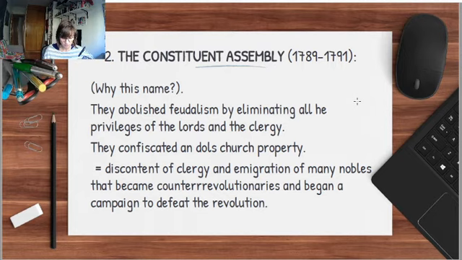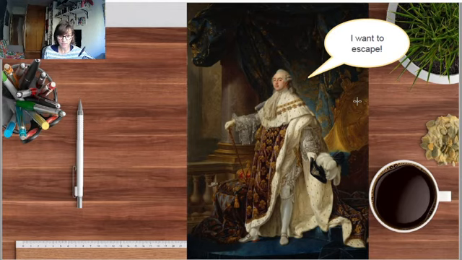Once they got together as the Constituent Assembly, as you can see here, they met in order to write a constitution. One of the first things to calm down the first state was to abolish feudalism by eliminating all the privileges of the lords and the clergy. They confiscated the church property, and this led to discontent of the clergy and the emigration of many nobles, who became counter-revolutionaries and began a campaign to defeat the revolution. But we are going to see how this is going to affect things.